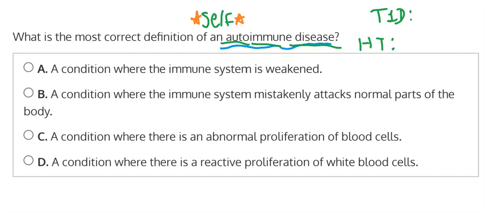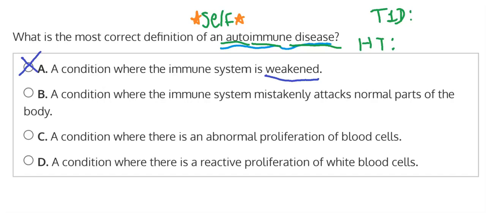So option A says a condition where the immune system is weakened. And although that may be correct, if someone has an autoimmune disease, they might have an immunodeficiency, they might have a weakened immune system. However, that wouldn't be the best definition of an autoimmune disease. That could be the result of having one, but it's not a definition of the disease itself. So we could eliminate option A.